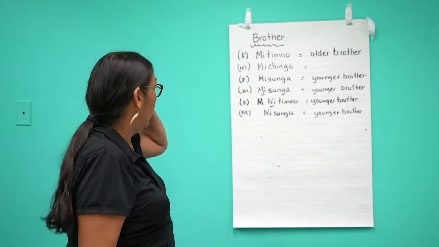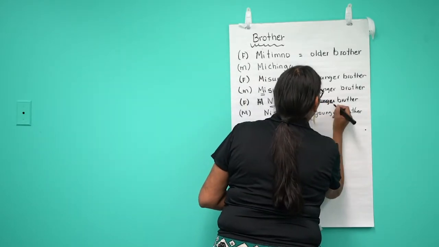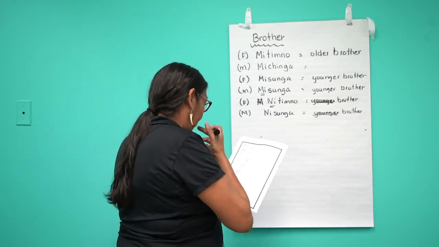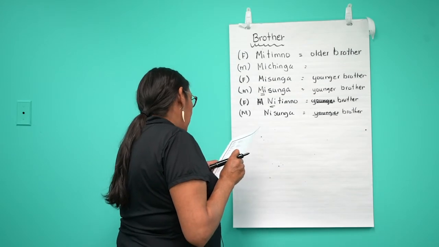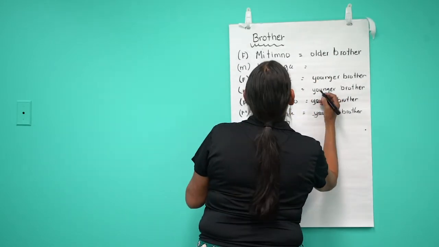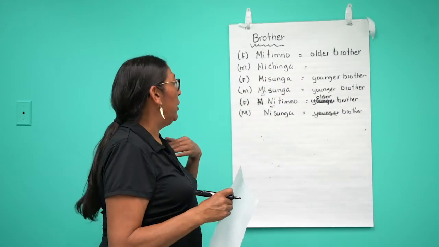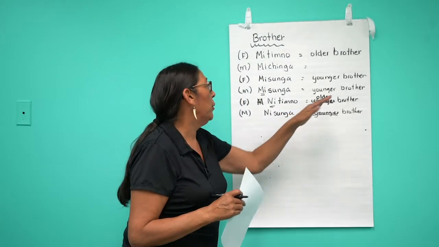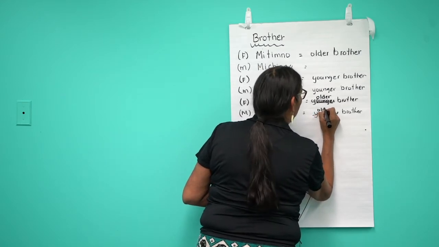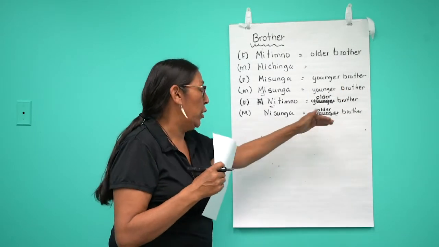Would Nitimno be your older brother? Oh yeah, it is, sorry. These are all older. It does say that right here, too. I'm getting myself mixed up because I don't have them. So Nisunga would be your younger brother. Nitimno is older. Nitimno, that's your older brother. Nisunga is your younger brother. I'm giving them to you. It's not mine anymore. That's yours.